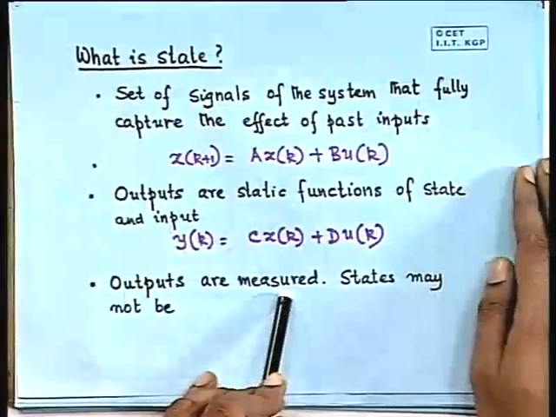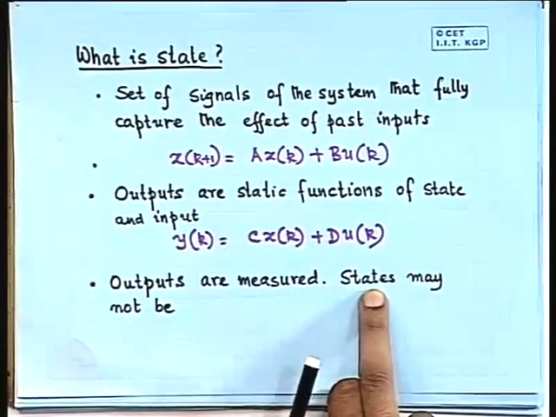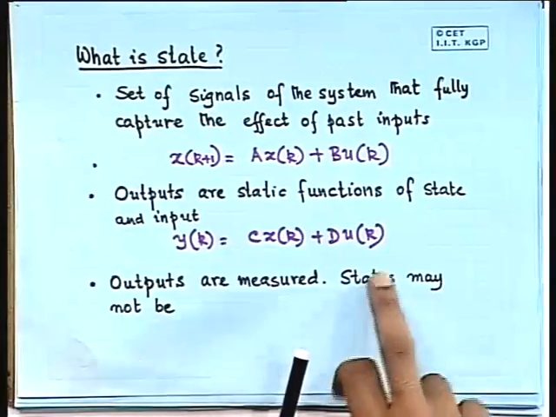If we have a finite dimensional system, we could also have infinite dimensional systems where even if we want to construct a state space model, we will require an infinite number of states. We are not talking about such systems. We are talking of systems in which the state vector is a finite dimensional vector. So outputs are measured, but all states may not be measured, right. There may be some other quantities which also affect the dynamics of the system, which will also affect the output, but they may not be measured.